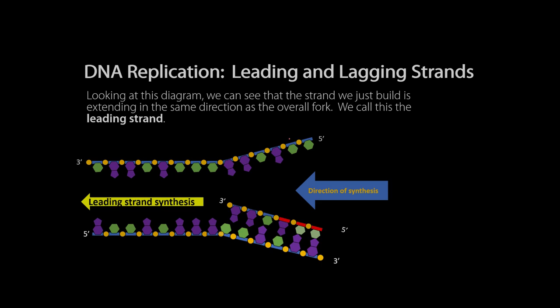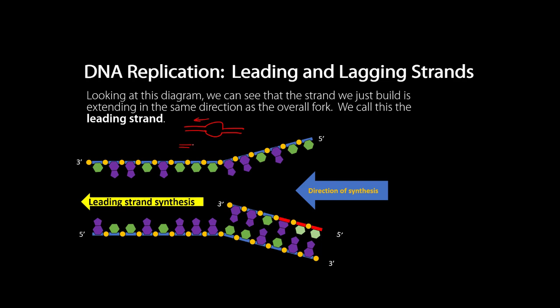The overall bubble, if we go back to the picture of a bubble of replication, the fork is moving this way. And what do we mean by moving this way? If you watched a movie of this from a bird's eye view and you couldn't see the individual enzymes, you'd actually see the bubble. So here's your bubble.